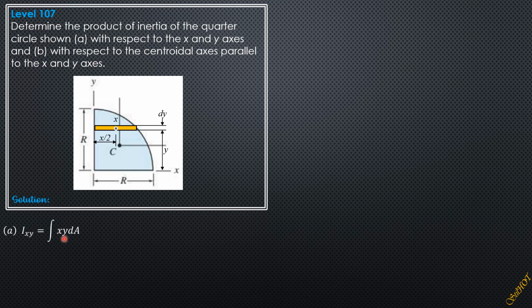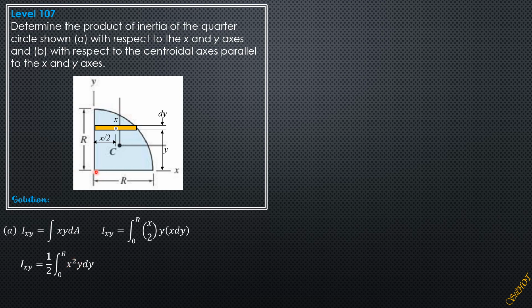Remember that we will not use this directly unless our element is a point size element. So x is interpreted as the x coordinate of the centroid of the element, which is x over 2, and y is just y, and dA is x times dy. So Ixy therefore is integral of quantity x over 2 times y times x dy. So Ixy equals 1/2 integral of x squared times y dy. Our variable of integration is y again because of dy, and limits would be from 0 to r.